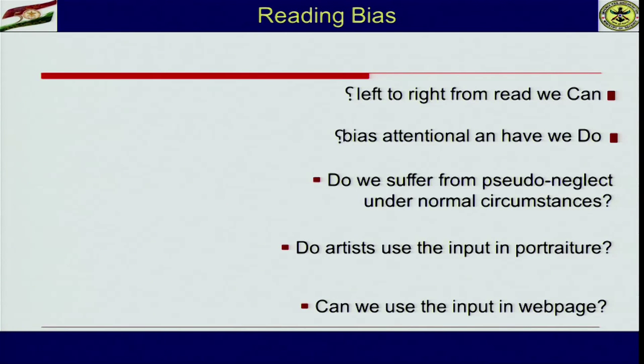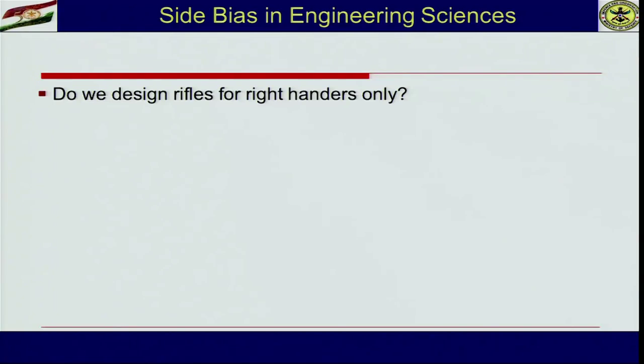It is a question in computer science as well: do we use such kind of input when we frame or design or architecturally try to make things more understandable or conveyable to the understanding of human beings? So, the question comes, therefore: side bias in engineering sciences is a very important issue.